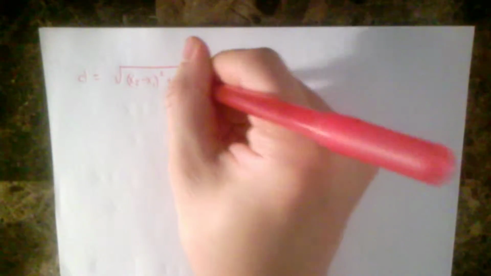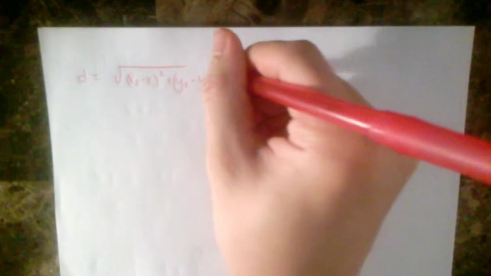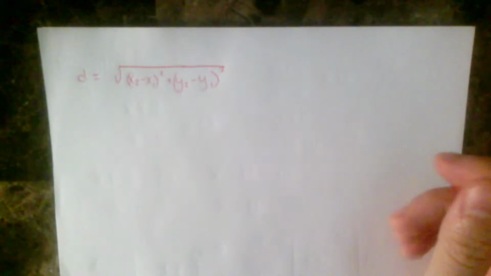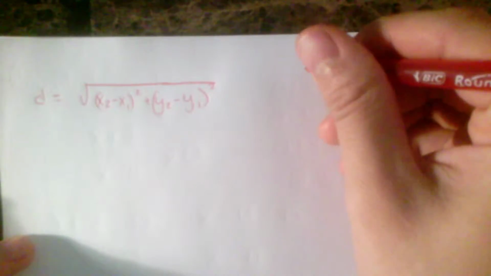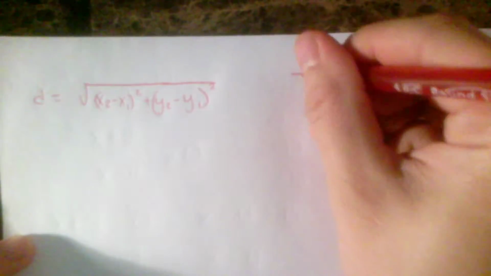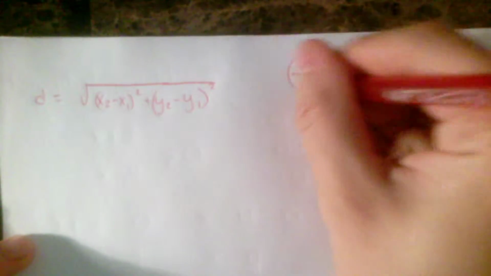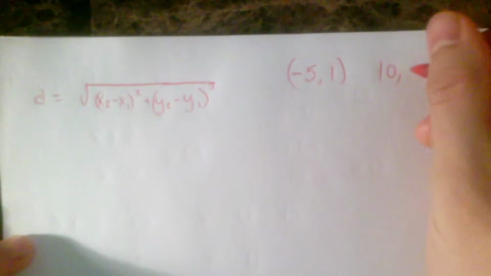But let's talk about those formulas that you have to memorize. So distance is this formula right here: the square root of (x2 minus x1) squared plus (y2 minus y1) squared. This can happen with any point, so I'm just going to give you 2 points and ask for the distance. For example, the distance between (-5, 1) and (10, 8).